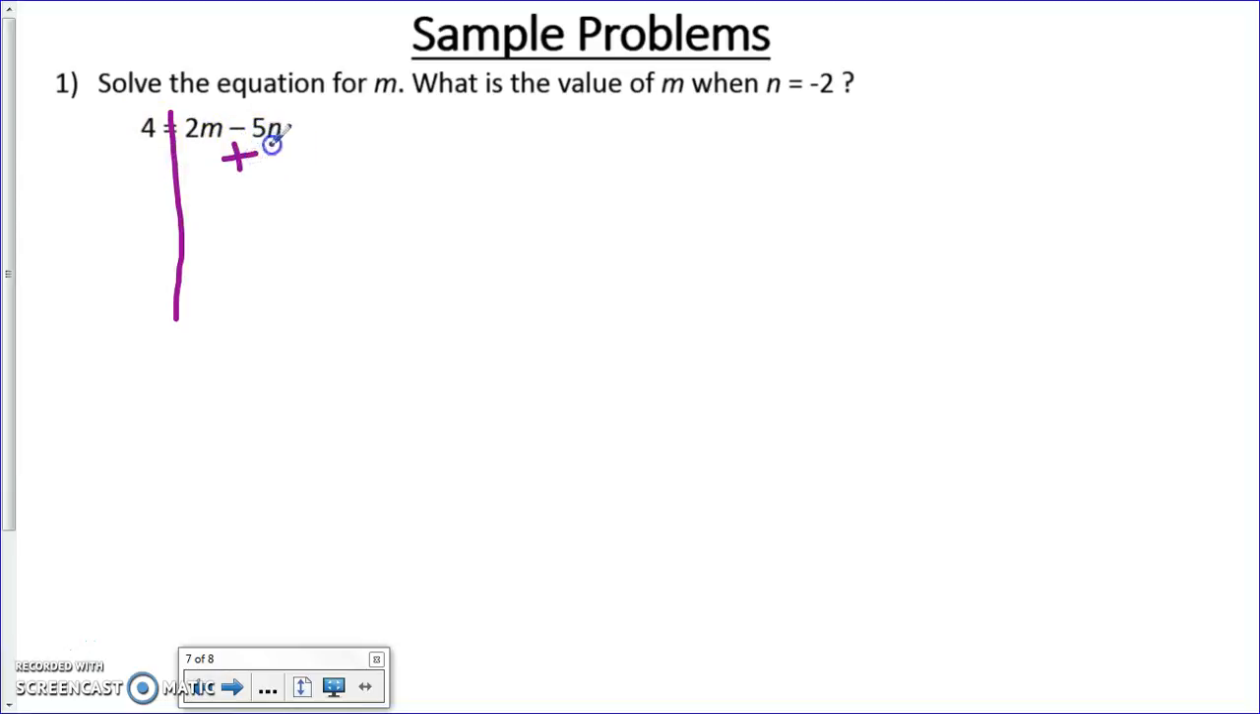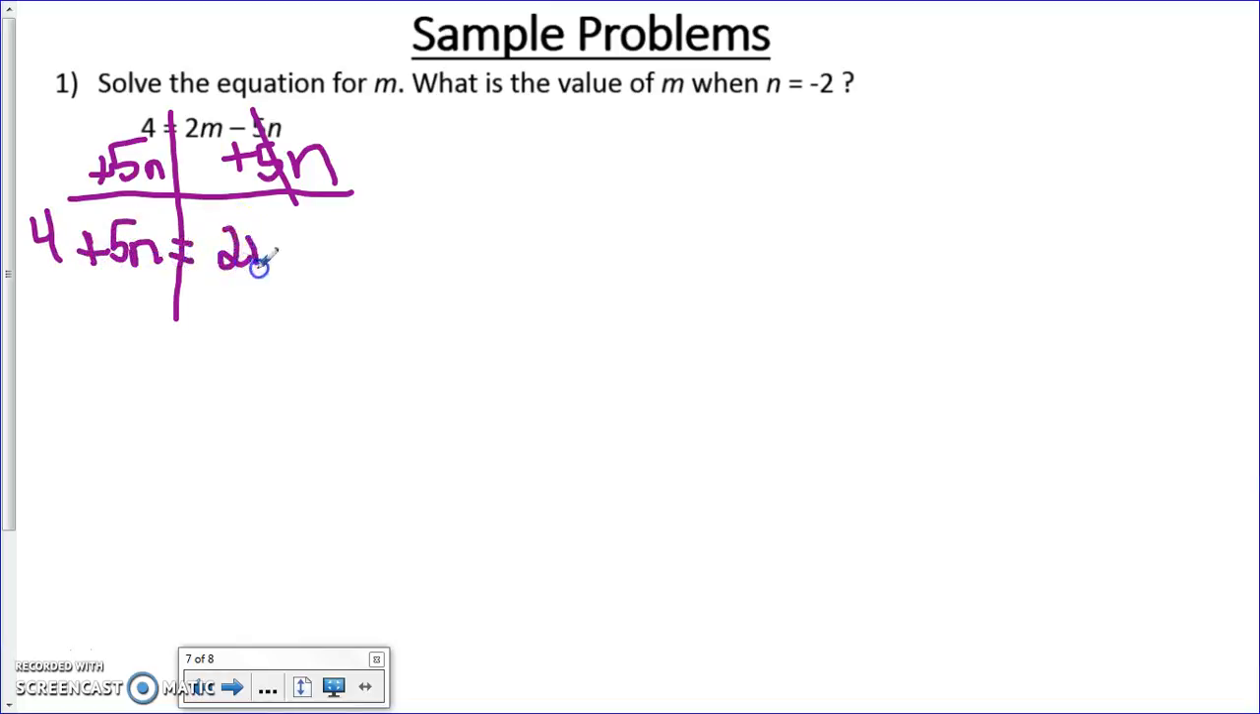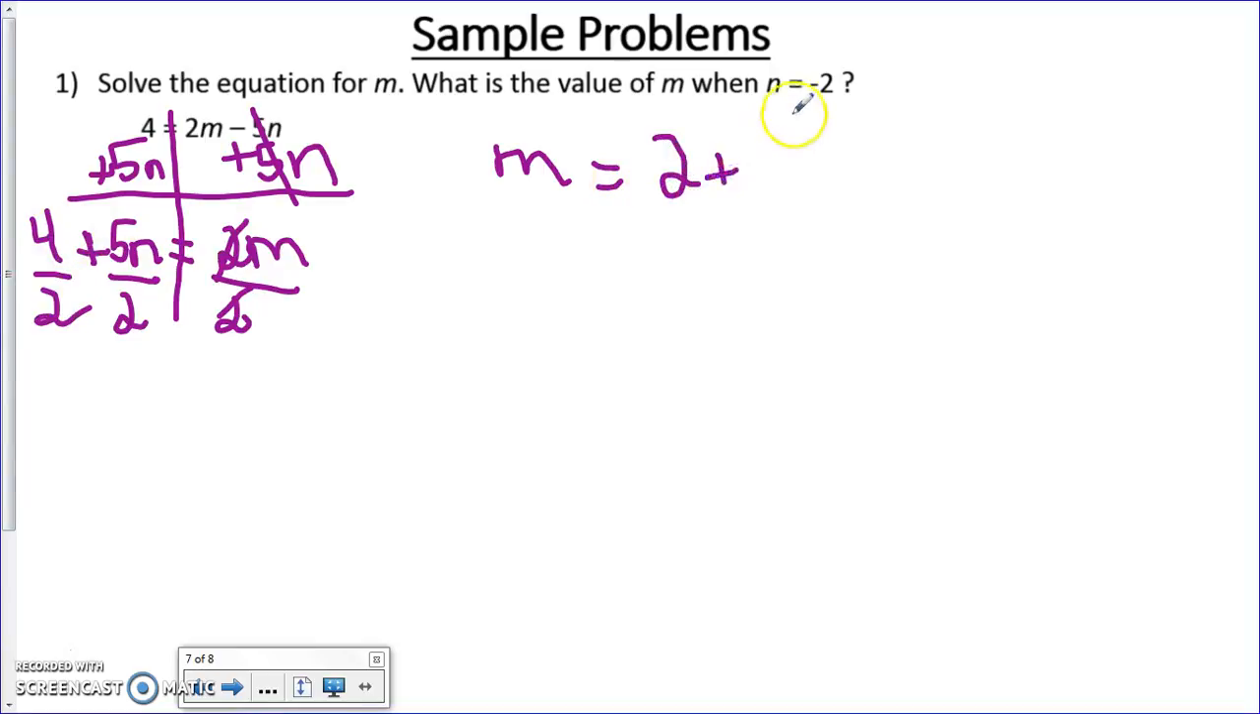So first I'm going to add 5n to both sides. And we cannot add 4 and 5n because they are not like terms, so we're just going to write those terms out. 4 plus 5n equals 2 times m. Then we're going to divide all three terms by 2. So we get m is equal to 4 divided by 2 is 2, plus 5 over 2n. We can just leave it as 5 over 2n. That's the first part. Solve the equation for m.